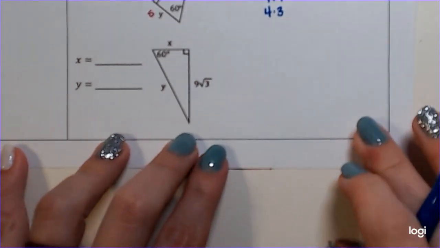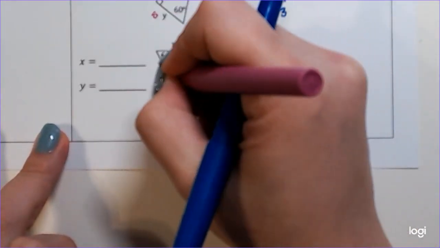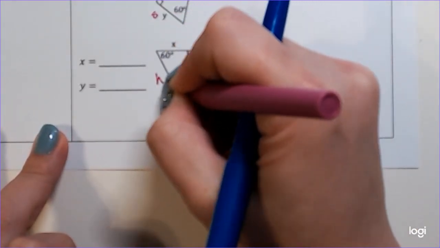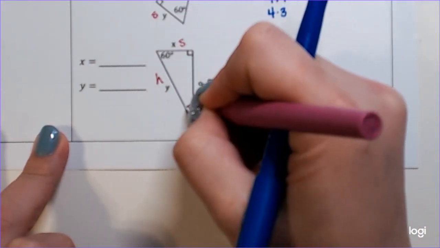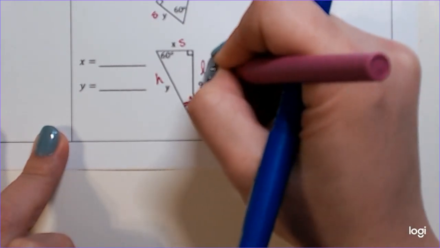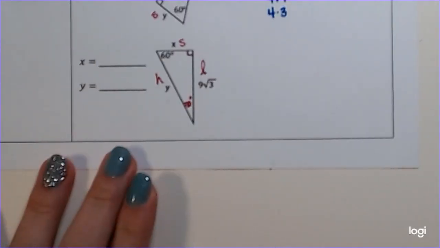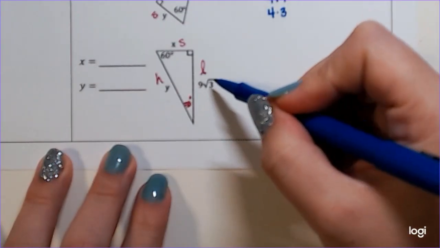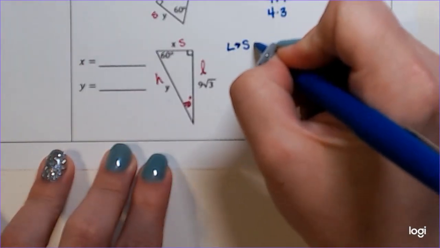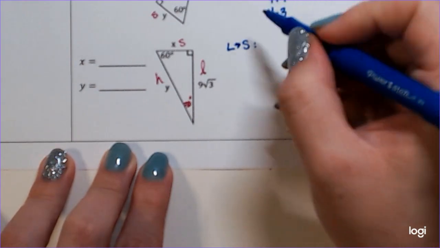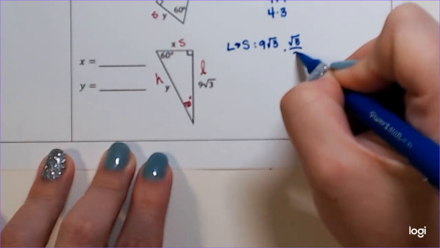All right, one last one. Again, we mark the hypotenuse, opposite of the 90. This will be our short because it'll be opposite of the 30. And this is our long because it's opposite of the 60. So we work with what we got. They gave us the long, and we have a rule for long to short. Long to short, it says to multiply by square root of 3 over 3.